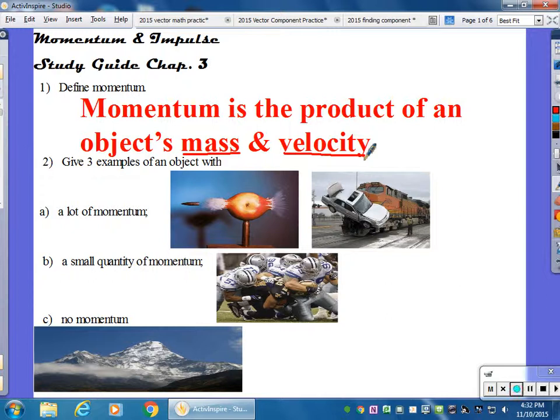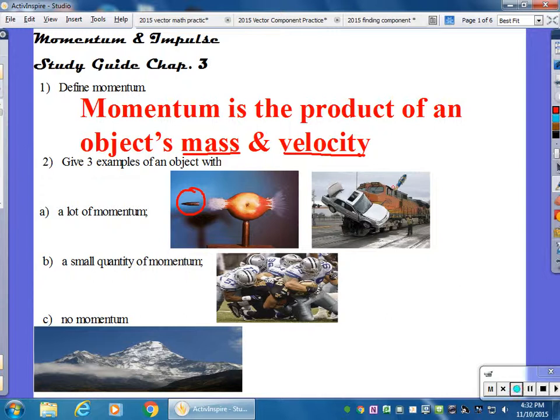Given some examples of objects that have momentum, there's two ways for an object to have a large amount of momentum. That would be if the object is moving very, very fast, like this example of this bullet right here. So this bullet would have quite a bit of momentum because it's moving really fast. Or this train is a very, very massive object, so it's going to have a very large mass, and therefore even if the train's not moving very fast, it's still going to have a large amount of momentum. And objects with a large amount of momentum are very hard to stop, and we'll talk about what that means a little bit more.